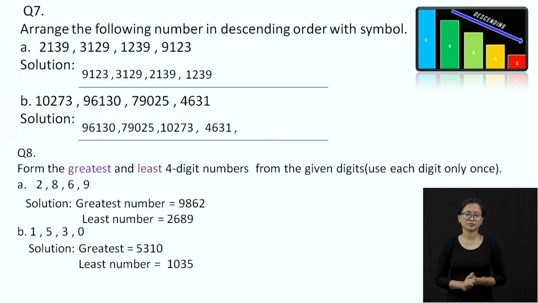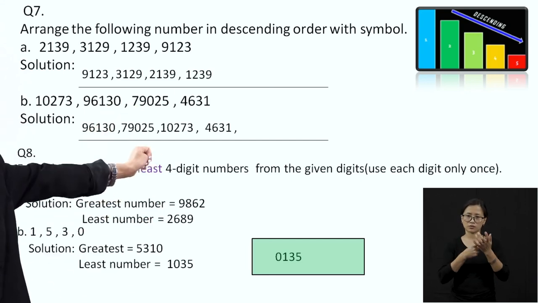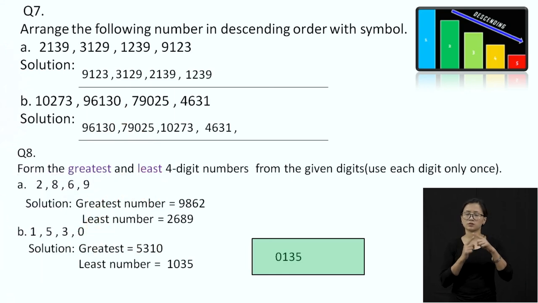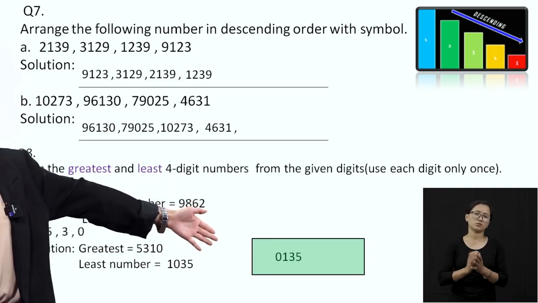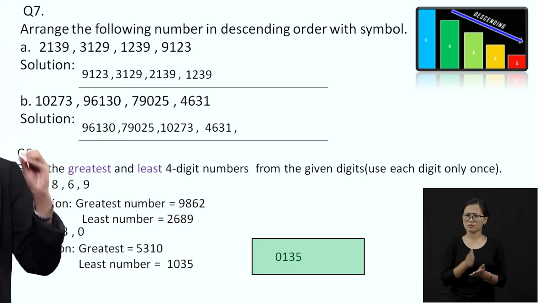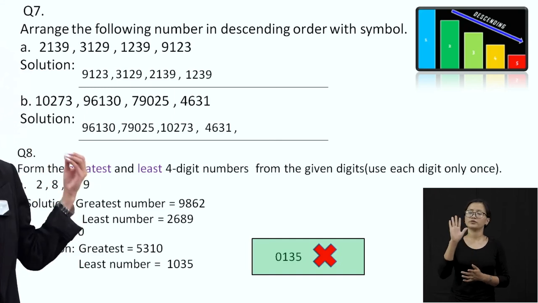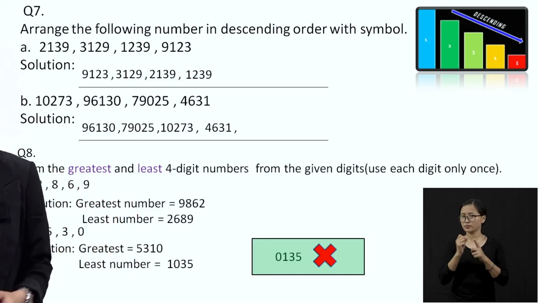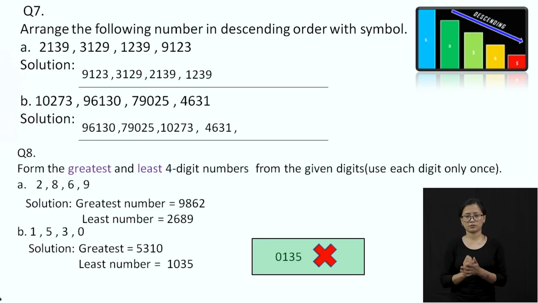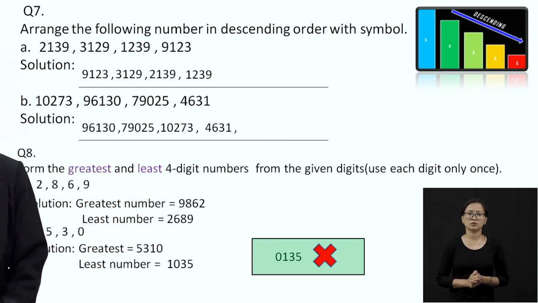Here, you might be wondering, why didn't I write 0, 1, 3, 5? Because if you read the question, you are asked to form a 4-digit number. Yes, you are right, the smallest digit here is 0, but I can't start with 0. Why? Because 0 doesn't have any value, which makes it 135. If you read 135, it becomes a 3-digit number. So we cannot start with 0. If there is 0, you always start with 1, then comes the 0.